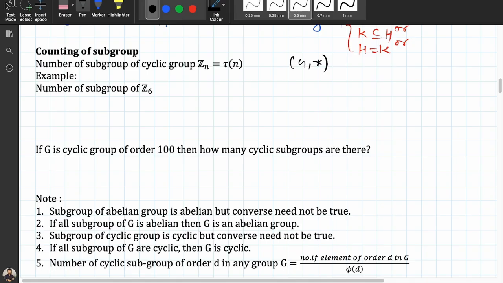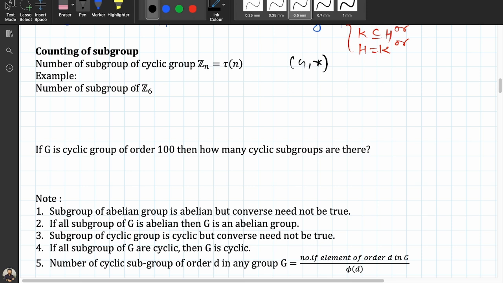So it is very, very important to discuss the counting of subgroups, how many cyclic subgroups are there. If you want to talk about the counting of subgroups, then the number of subgroups is equal to tau n. Now what is tau? It is the number of divisors. In the basics video of group theory, you can go to my playlist and check how to find tau n. So what is the meaning of tau n, that I will explain to you.